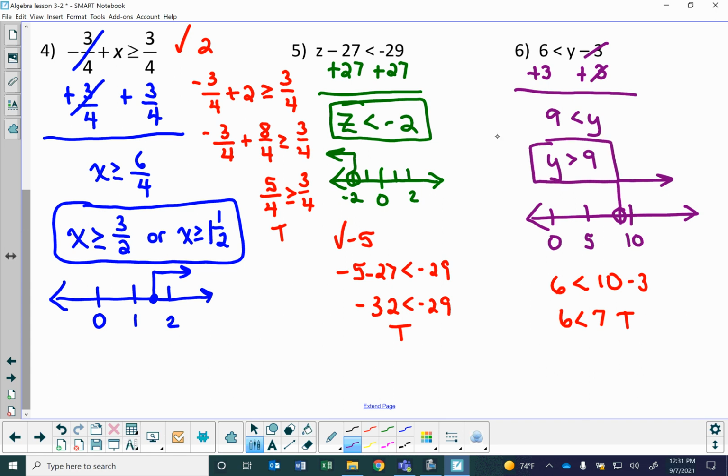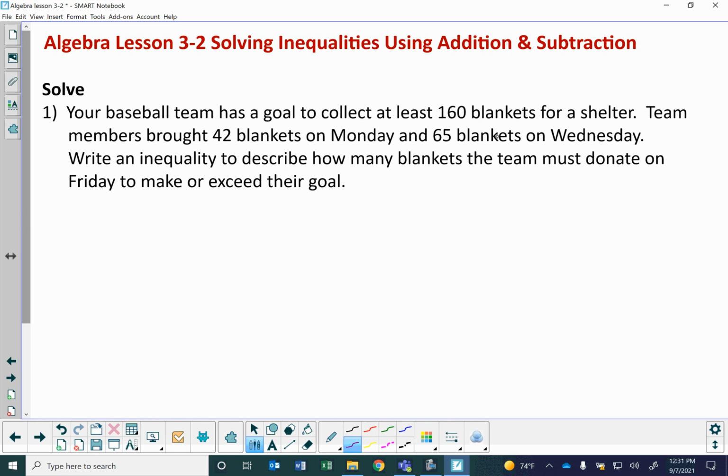All right, other things we need to pay attention to when we work with inequalities is being able to write an inequality from a word problem. So let's say you have a baseball team. Your baseball team has a goal to collect at least 160 blankets for a homeless shelter. Team members brought 42 blankets on Monday and 65 blankets on Wednesday. Write an inequality to describe how many blankets the team must donate on Friday to make or exceed their goal.